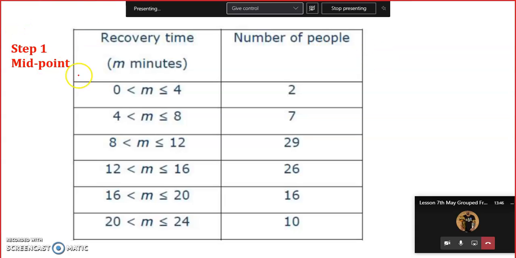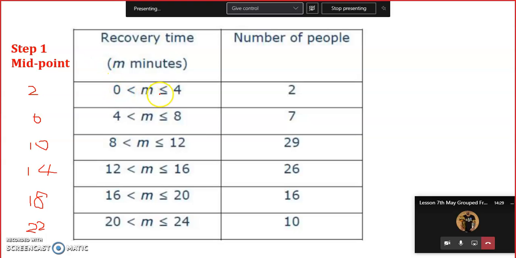Now the first step is we need to find a midpoint for each. For the first group we will have 2, because from 0 to 4, halfway through will be 2. From 4 to 8, halfway through will be 6. From 8 to 12, it will be 10. From 12 to 16, it will be 14. From 16 to 20, it will be 18. And last of all, 20 to 24, it will be 22. So the first step is we just find the midpoint of each data category.